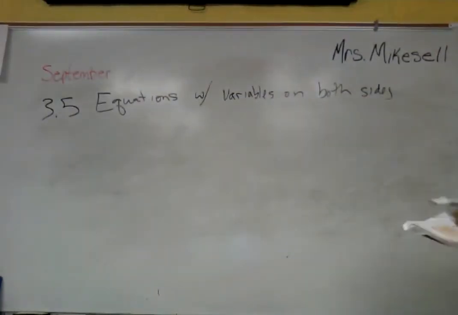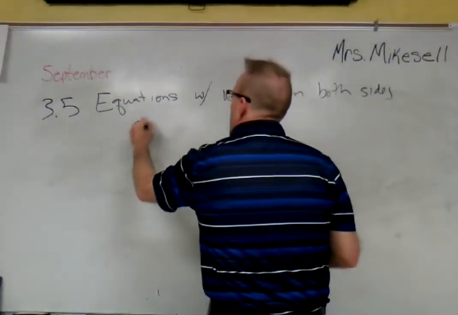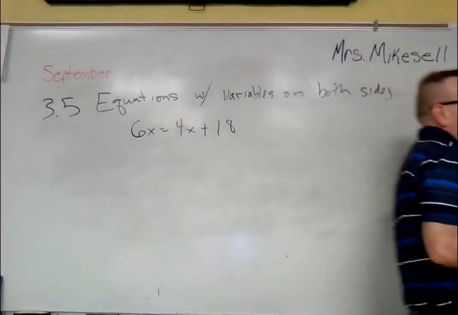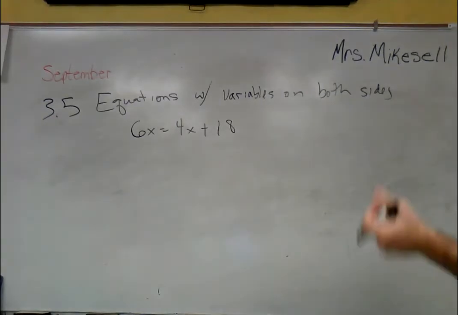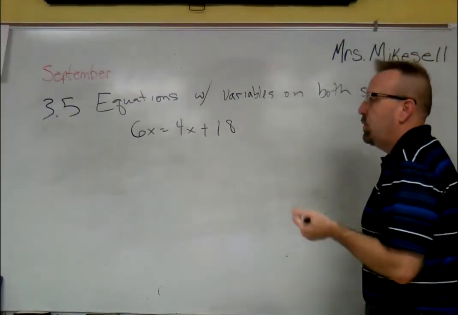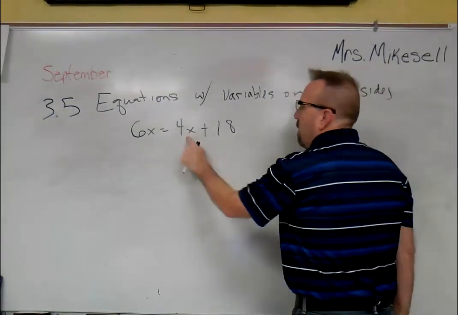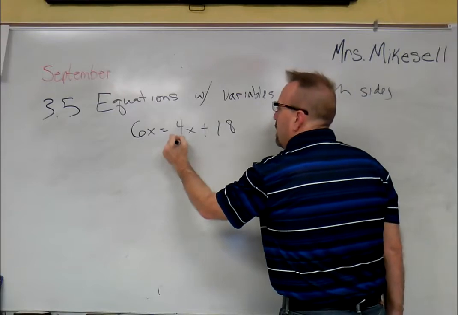Today, as it says, equations with variables on both sides. An example might be something like this: x equals 4x plus 18. What I generally like to do, and you don't have to do it this way, but I like to find the smaller of the two and do its opposite. Then we have a positive x on it. So in this case, there's 4x. Positive 4x, the opposite is going to be negative 4x.